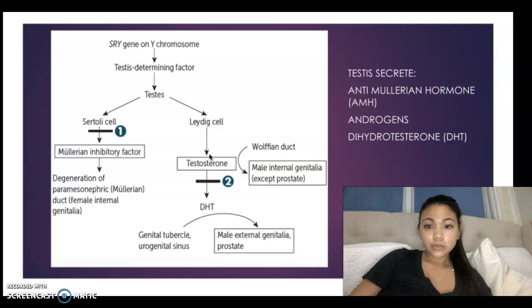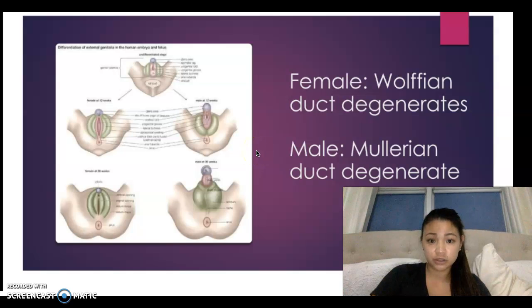Now, if there is no SRY gene present, the gonads develop into ovarian tissue, and with no AMH present, the Mullerian ducts develop into the vagina, uterus, and fallopian tubes. Without testosterone, the Wolffian duct degenerates, and without DHT, the external genitalia takes on female characteristics.